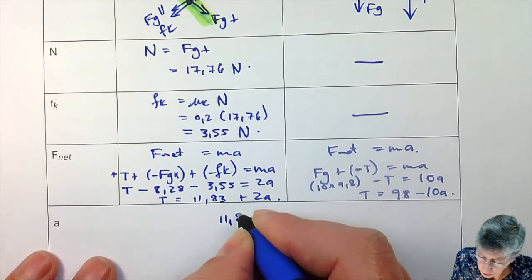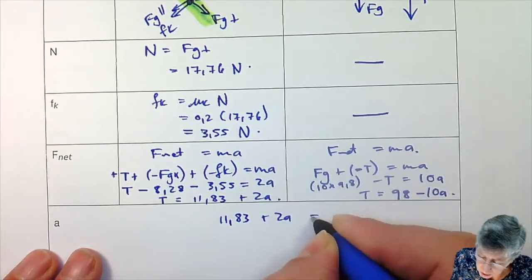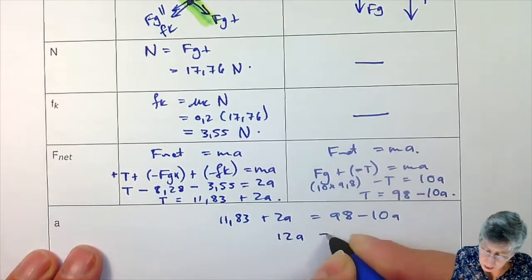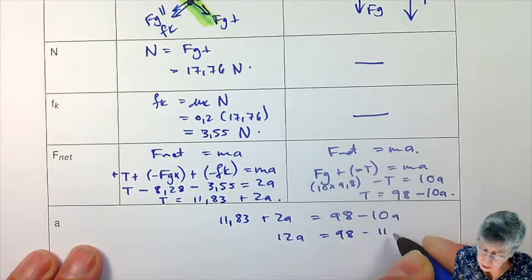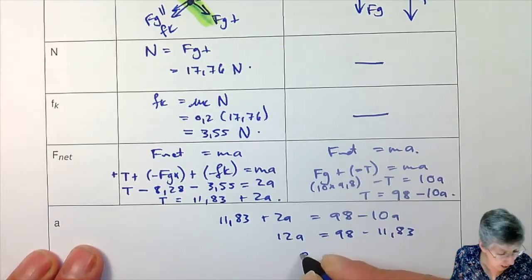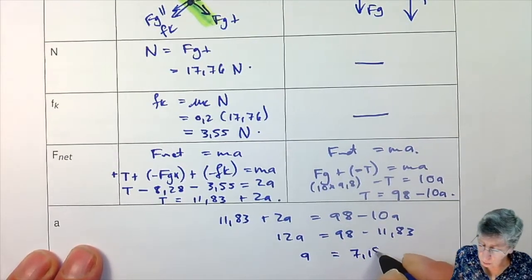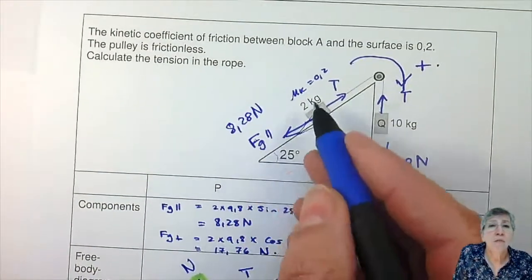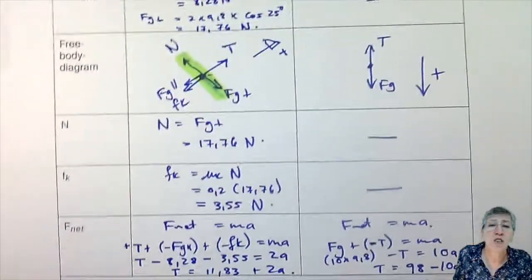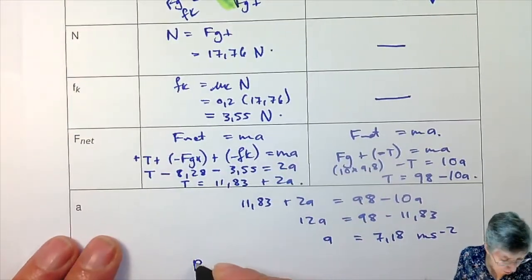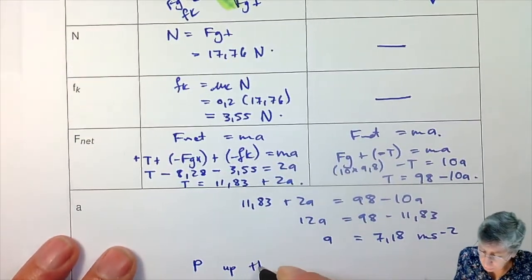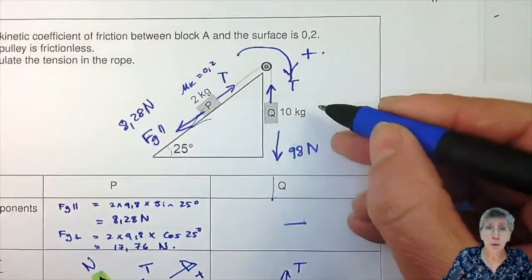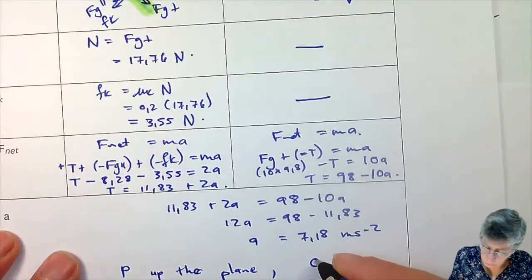So 11,83 plus 2a is equal to 98 minus 10a. I end up with 10a being 98 minus that 11,83, and ending up with an a of 7,18, and that is meters per second squared. If they ask me for the acceleration of P, for P it would have been up the plane, and for Q that would have been down.